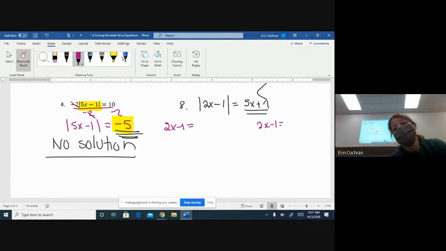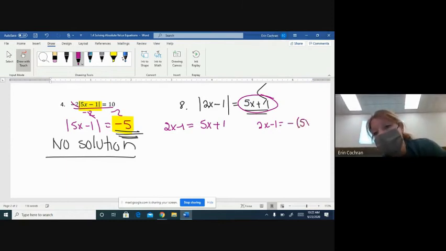Now, we don't have a positive or negative side of this, so we're always going to have two solutions to start out with. Our positive answer is just a positive answer, 5x plus 1. When we need the negative answer, we put it in parentheses. And why do you think I have to put it in parentheses?